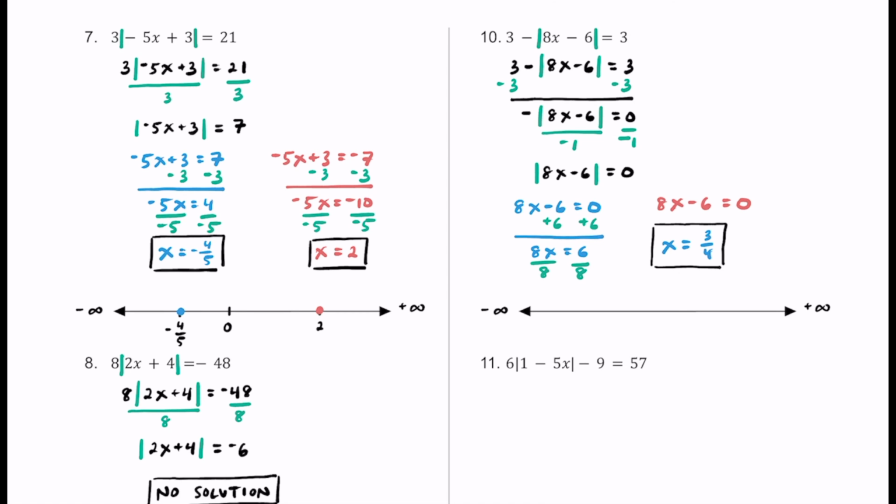Putting this on a number line, we can go ahead and say that maybe 0 is over here to the left and maybe 3/4 is over here to the right. But really there's only one solution here, so we can just put one dot on 3/4. That's the only number that makes this equation true.